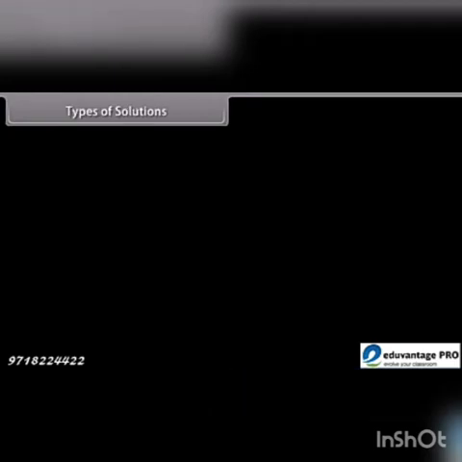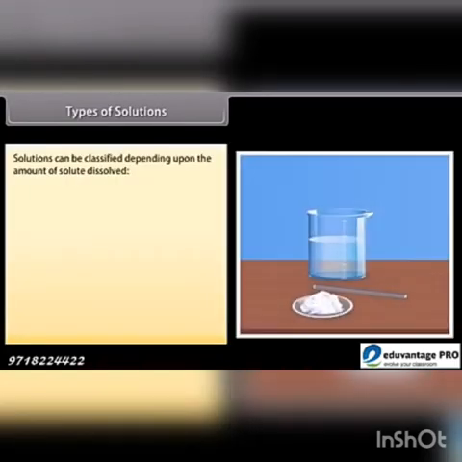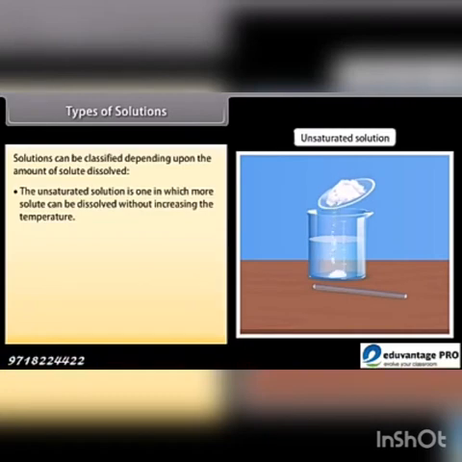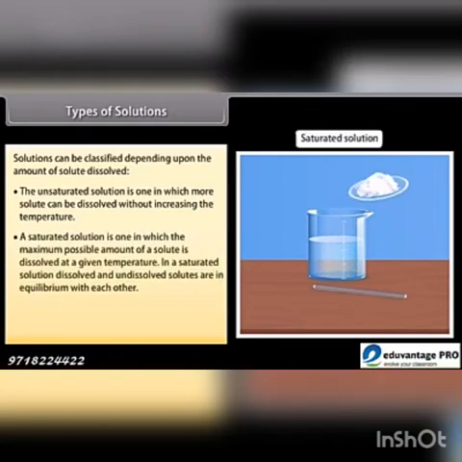Types of solutions. Solutions can be classified depending upon the amount of solute dissolved. The unsaturated solution is one in which more solute can be dissolved without increasing the temperature. A saturated solution is one in which the maximum possible amount of a solute is dissolved at a given temperature. In a saturated solution, dissolved and undissolved solutes are in equilibrium with each other.